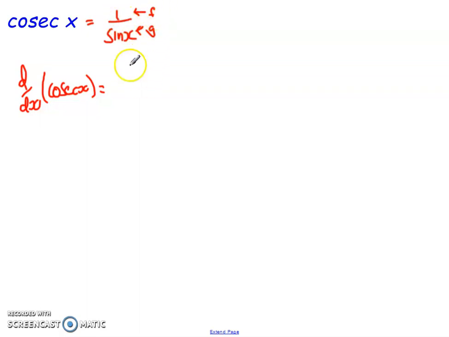So f dash, derivative of 1, well that's 0, so it's going to be 0 times sine x, so it's going to be 0. Take away f, which is the 1, times the derivative of sine, and the derivative of sine is cos x, and that's then going to be all over sine squared x. So what that's going to then give me is minus cos x over sine squared x.